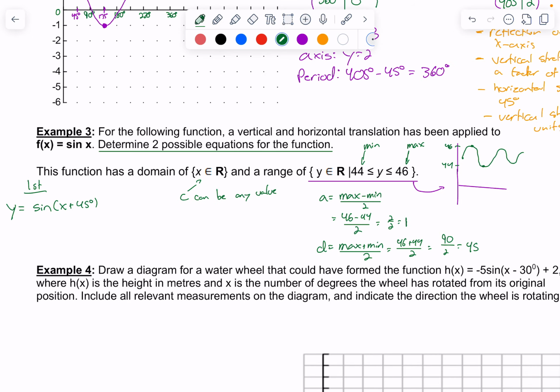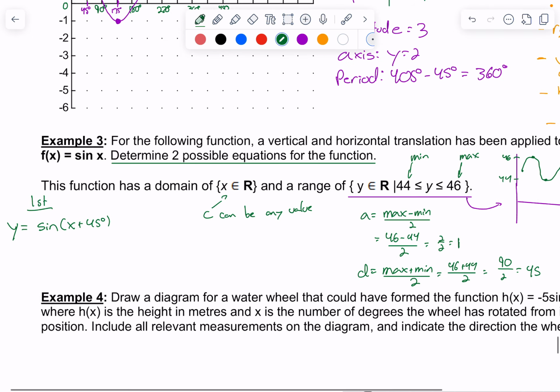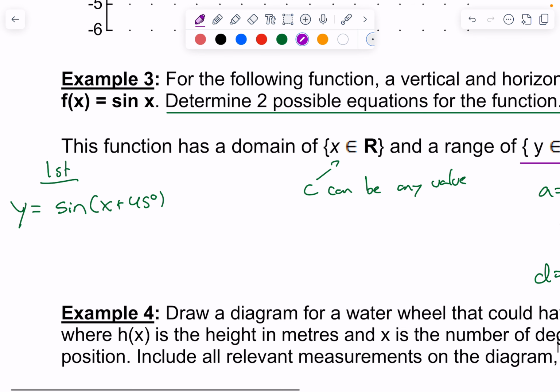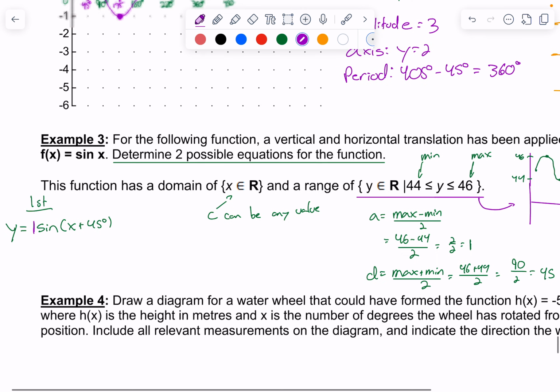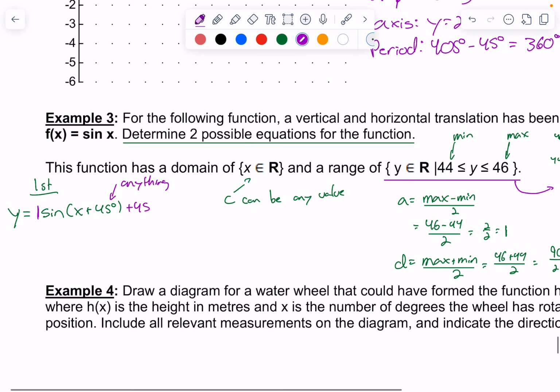So now let's add that to our first equation. We need to have an A value of 1, and we need to have a D value of 45. So those need to be there, but the C can be anything. All right, so there we go. That is one final answer that satisfies all the constraints it gave us. We have found our A, we found our D value, and we have a phase shift.